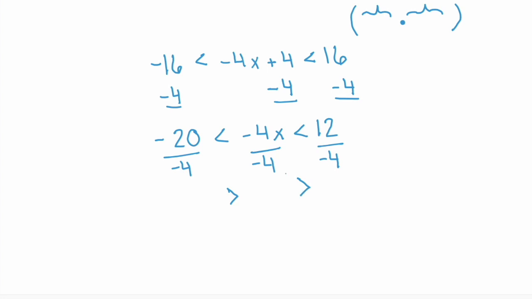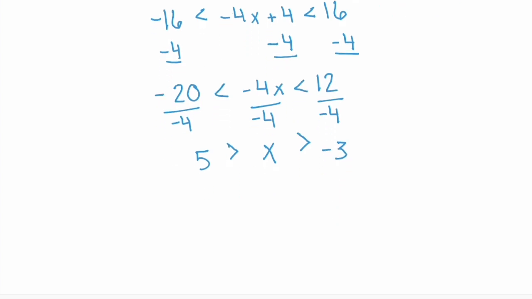In the middle, we simplify to just x. On the left, negative 20 divided by negative 4 is a positive 5. And on the right, 12 divided by negative 4 is negative 3. Now, notice that this is a little bit wonky. We have 5 on the left and negative 3 on the right.